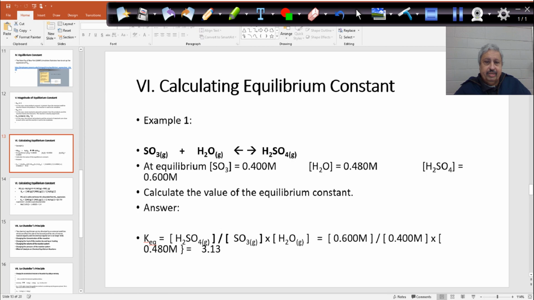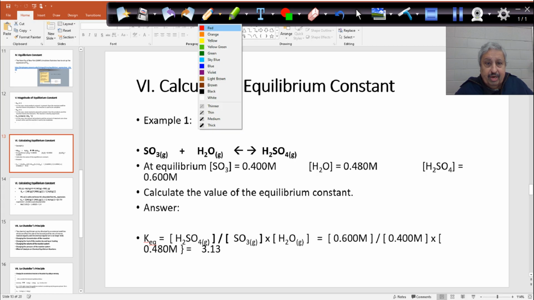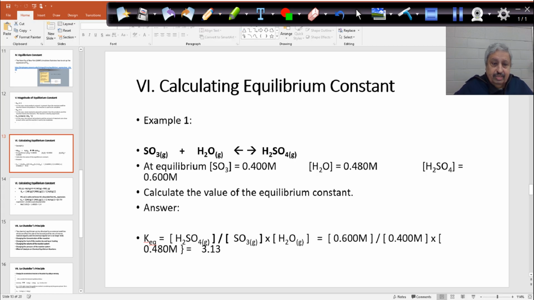Last Monday we covered the equilibrium constant, and we talked about how the equilibrium constant is the ratio between products over the reactant concentrations raised to their corresponding number of moles. And here we have two examples in the PowerPoint I would like to discuss. This is the first example.